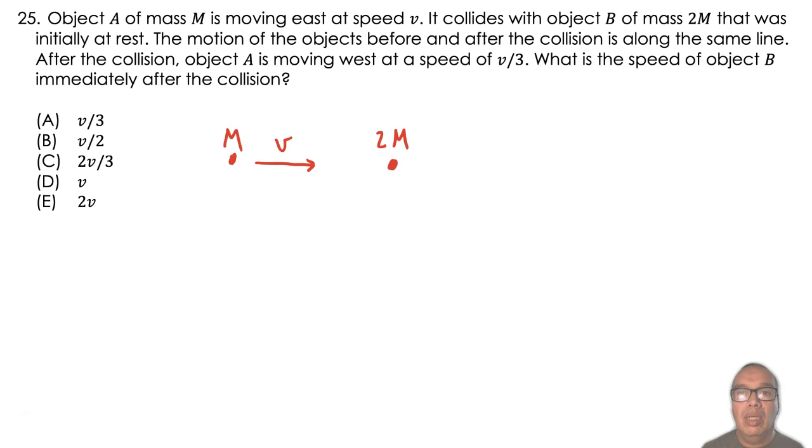After the collision, object A is moving west at speed v/3. What is the speed of object B immediately after the collision? We can classify this process as a head-on, partially inelastic collision.